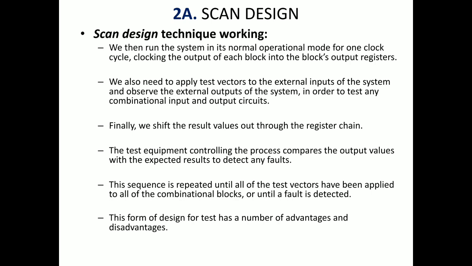Finally, we shift the result values out through the register chain. We will be getting the correct output through the data out pin. The test equipment controlling the process compares the output values with the expected results to detect any faults. This sequence is repeated, a cyclic operation, until all the test vectors have been applied to the combinational blocks, or until any fault is detected.